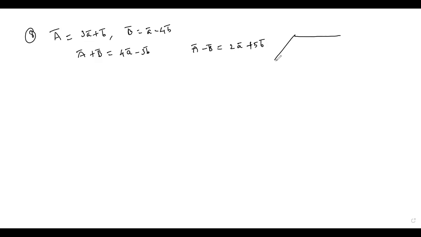Take a parallelogram. One side is A bar, another side is B bar. These are the two diagonals. One diagonal and another diagonal. This is A bar plus B bar, this is A bar minus B bar. Okay, if I want this value, I need this basically. Now they have given the values here. Condition. Now what we need to take in this case?